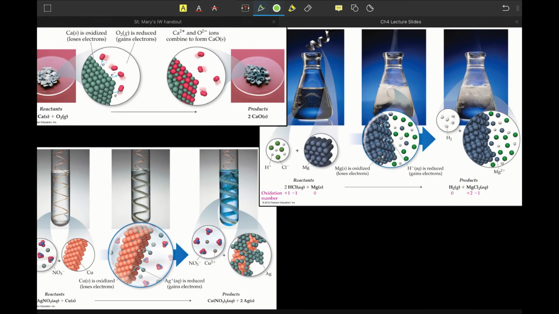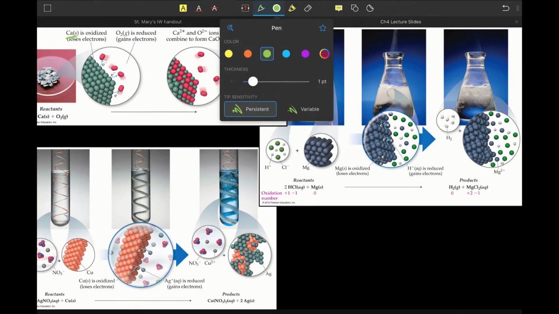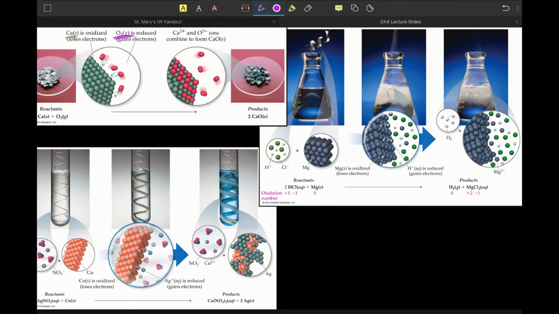All right. Moving along. So here we have a whole bunch of the examples from your book, where calcium is allowed to react with some oxygen gas, and here we have some magnesium metal reacting with some HCl, and here we have copper metal reacting with silver nitrate. In every single one of these, at least one of the reactants is a pure element. Pretty much that's always going to be one of your giveaways. If a pure element reacts, it must be redox, right?